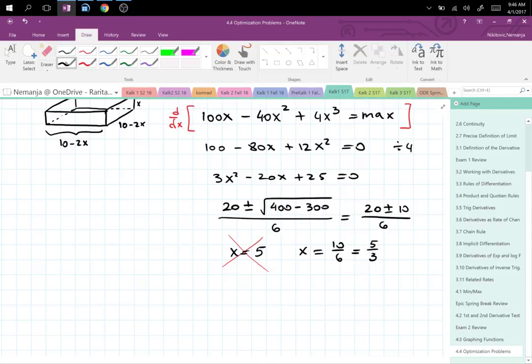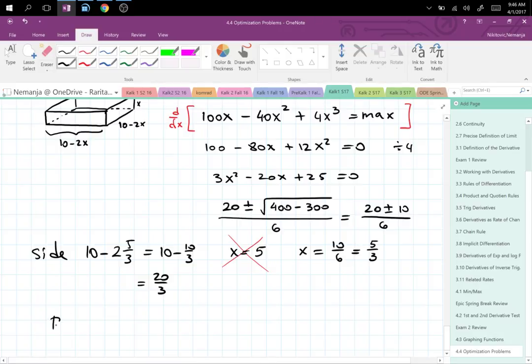So now you have 5 thirds, so side is going to be 10 minus 2 times 5 thirds, which is 10 minus 10 thirds, which is 20 thirds. So the box has dimensions of 20 thirds times 20 thirds times 5 thirds as a height. Inches. So if you use the square paper that is 10 by 10 inches, you will have 20 thirds by 20 thirds by 5 thirds.